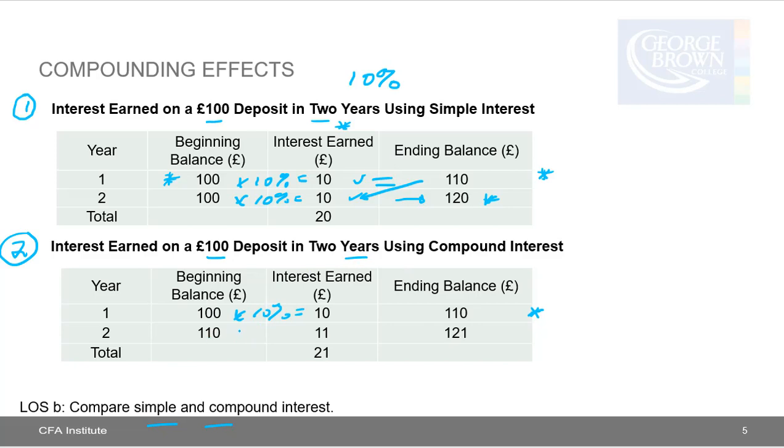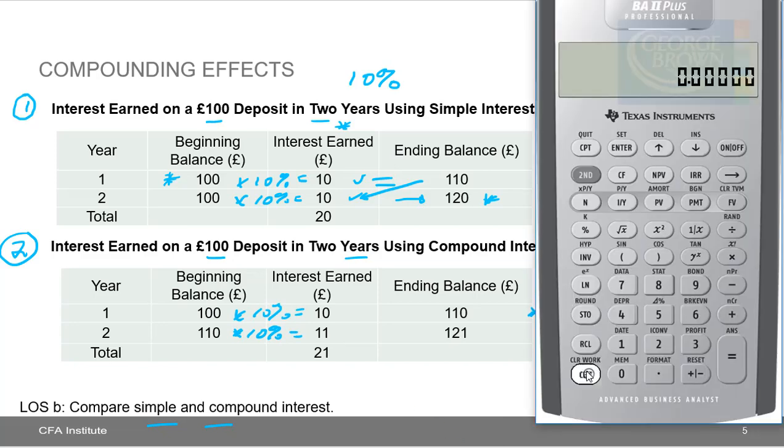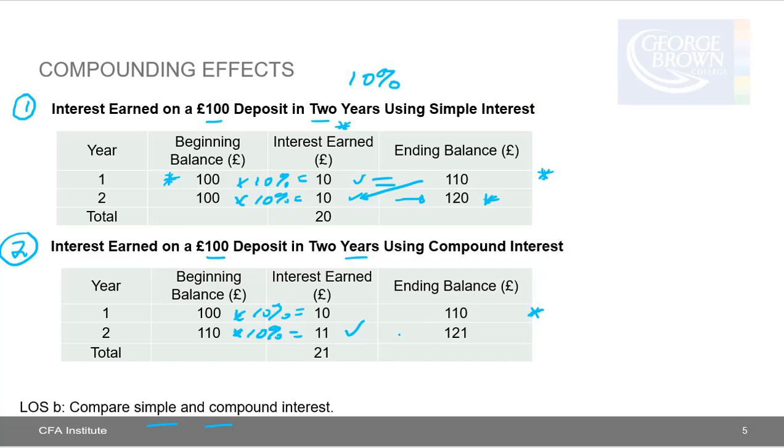However, when we're looking at compounding interest, we're earning interest on interest. So we're going to use the beginning balance at the beginning of year 2, and we're going to multiply that by 10%. So we can see now our interest in year 2 is 11 pounds. 110 pounds at the beginning of year 2 times 10%, and we've got 11 pounds interest in year 2. So the ending balance at the end of 2 years is 121 pounds. Ending balance at the end of year 1 is the beginning balance at the beginning of year 2: 110 pounds plus 11 pounds, 121 pounds.